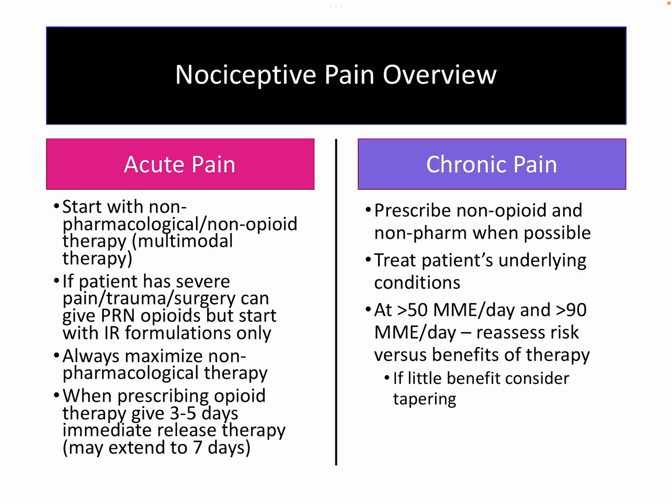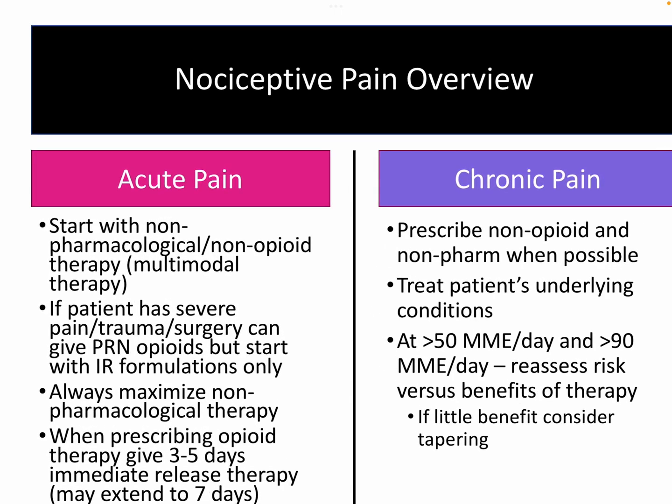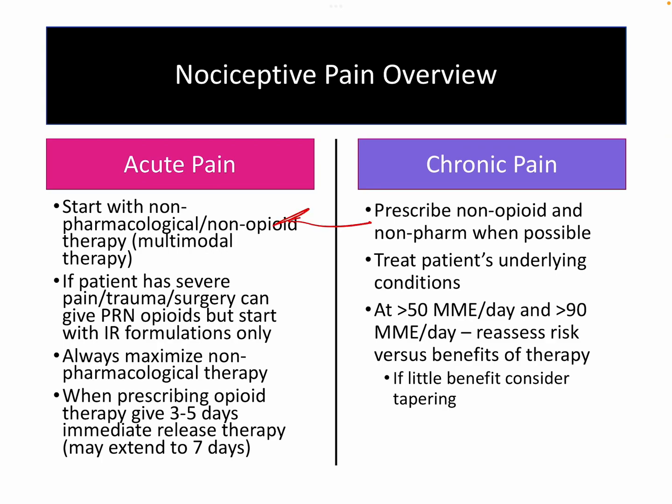So let's talk a little bit about an overview of what I want you guys to get out of this. So first, for both of these therapies, we do want to start out with non-opioid and non-pharmacological therapy when possible. So that is consistent across both acute and chronic pain. Once again, you do want to try to treat the patient's underlying conditions. If you cannot find conditions, that's another story for another day.